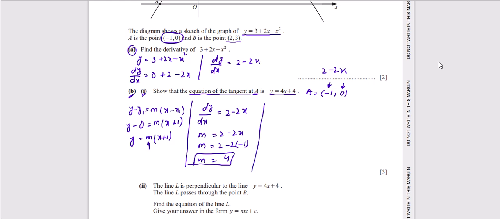Put here the value of m. So y is equal to 4 into x plus 1. So y is equal to 4 multiplied with x, that is equal to 4x, and 4 multiplied with 1, that is equal to 4. This is our equation, like this.